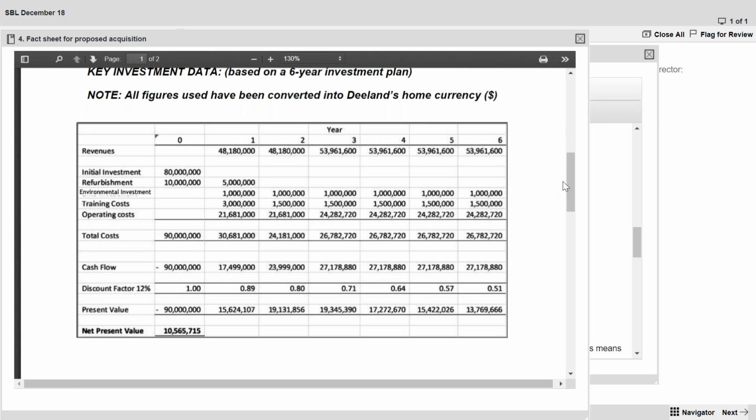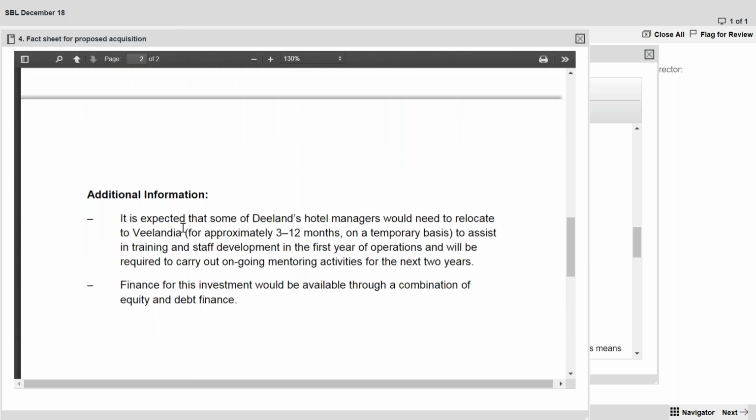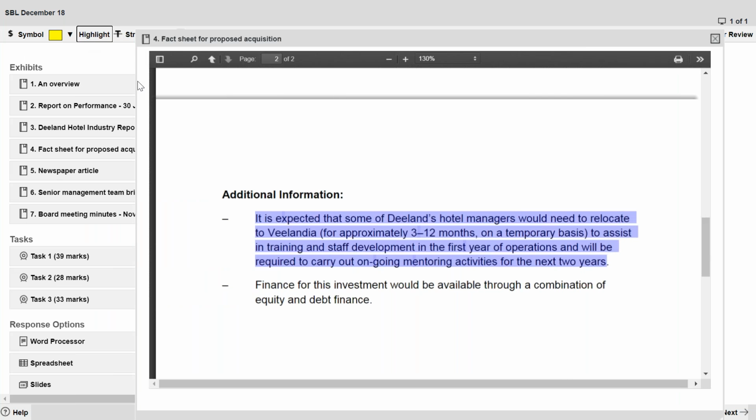Okay, let's go back. So I've done this exhibit. Oh my God, there's some additional information. It is expected that some of DLAN's hotel managers would need to relocate to Villandia for approximately 3 months to 12 months on a temporary basis to assist in training and staff development in the first year, and will be required to carry out ongoing mentoring. So this is about staffing, how you would staff or manage the business. And then finance for this investment would be available through a combination of equity and debt financing.